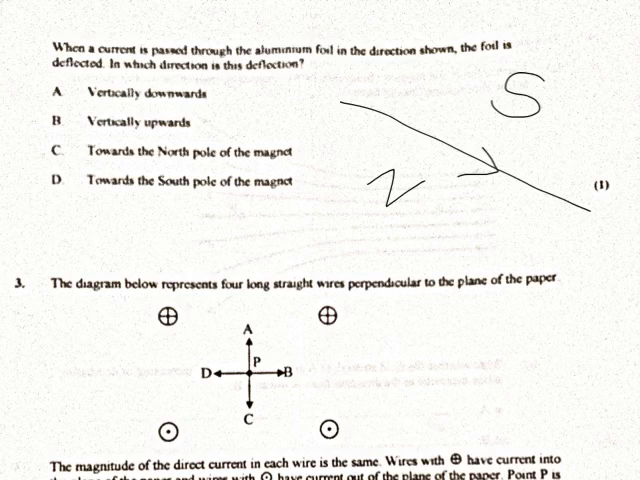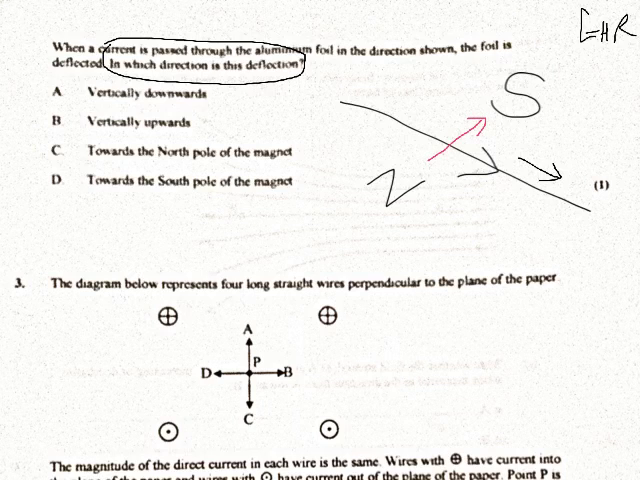Now we've got some multiple choice questions. And this is just a simple left-hand rule question. If you use the 3 fingers to predict the direction that this foil would move, your current is conventional in this direction, your field is pointing south, so you should be able to identify that the direction is up when you use the left-hand rule.